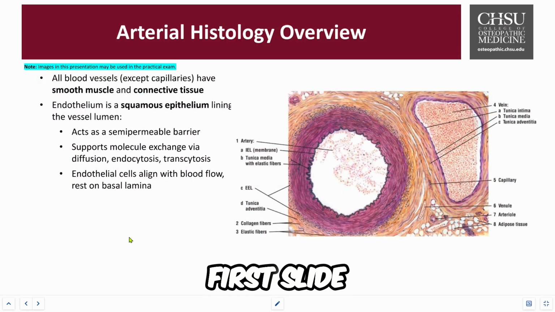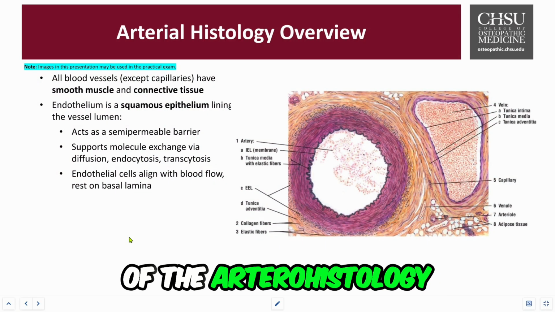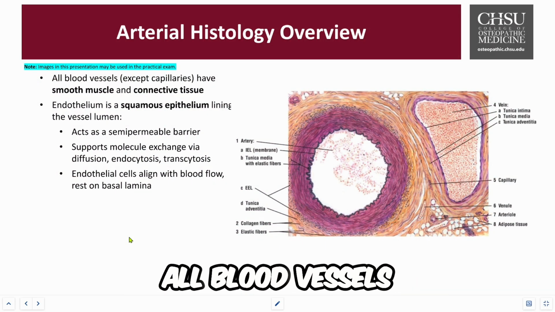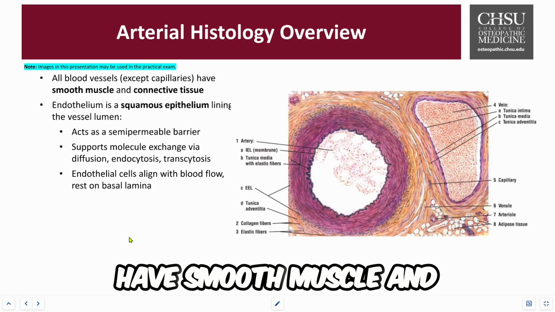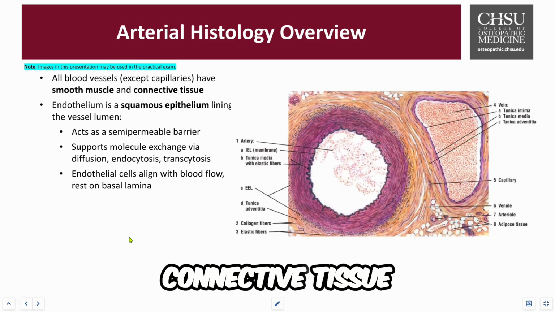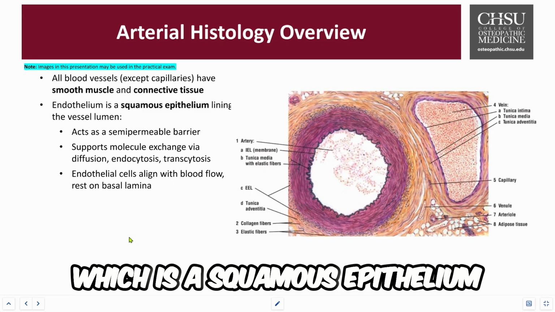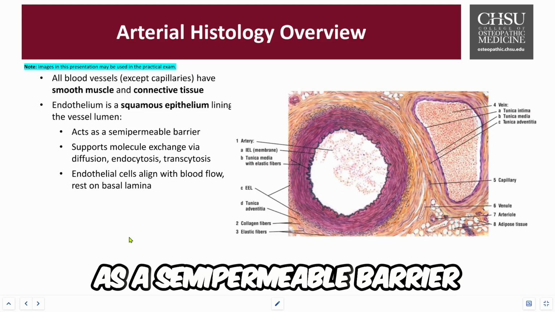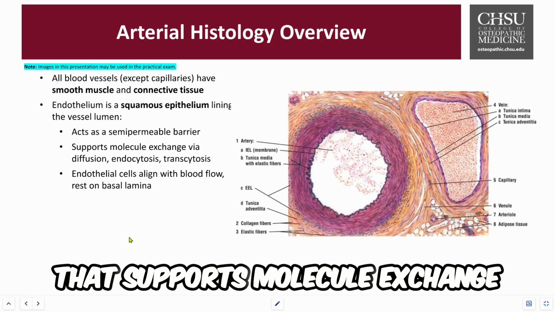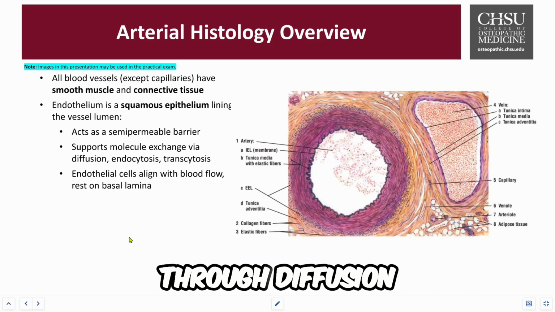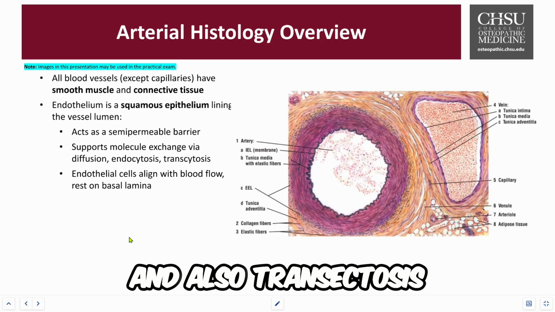Moving on to our first slide, we have an overview of the arterial histology. As a general rule, all blood vessels, with the exception of capillaries, have smooth muscle and connective tissue. The vessel lumen is lined by endothelium, which is a squamous epithelium, and the endothelium acts as a semi-permeable barrier that supports molecule exchange through diffusion, endocytosis, and also transcytosis.